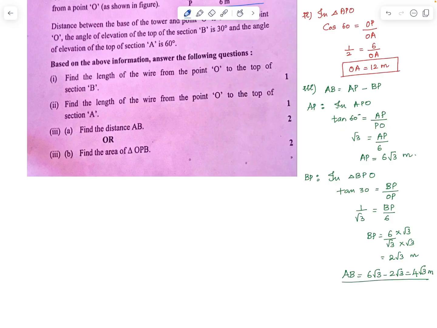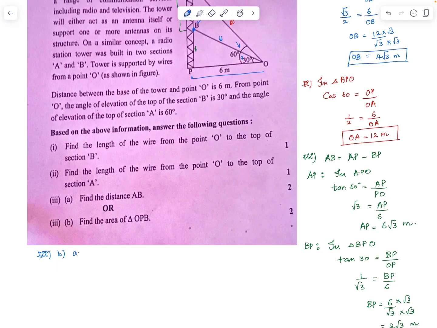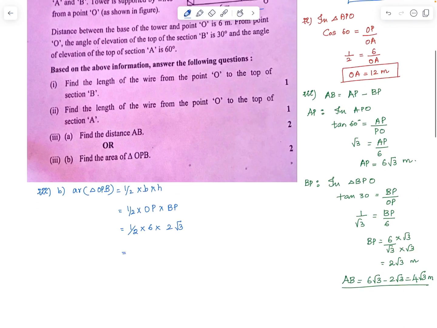The B part of the third question, find the area of triangle OPB. Area of triangle OPB is half times base into height, which is half times OP can be taken as base and BP as height. OP is 6 meters and BP is 2 root 3, which is equal to 6 root 3 meter square.